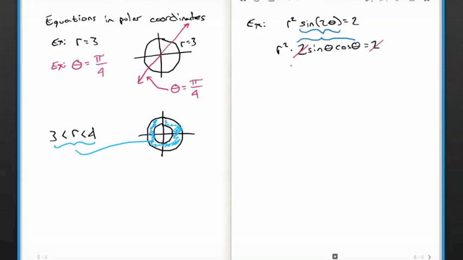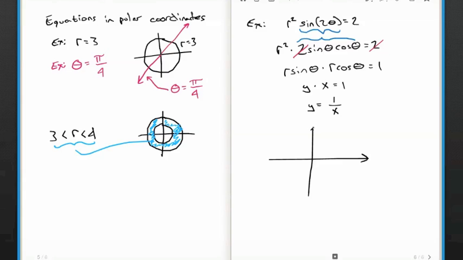And I can rewrite this as r sine theta times r cosine theta equals 1. Well, r sine theta is y. r cosine theta is x, and that equals 1. So xy equals 1. I can rewrite that as y equals 1 over x. What does that one look like? That looks like this. It becomes a hyperbola around the origin.